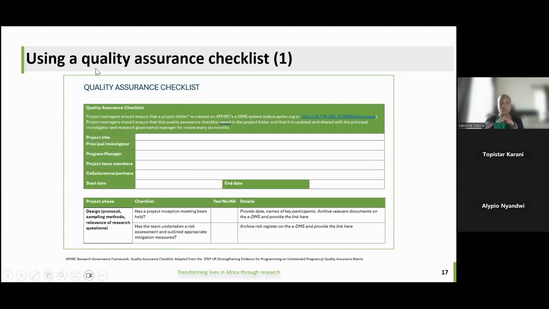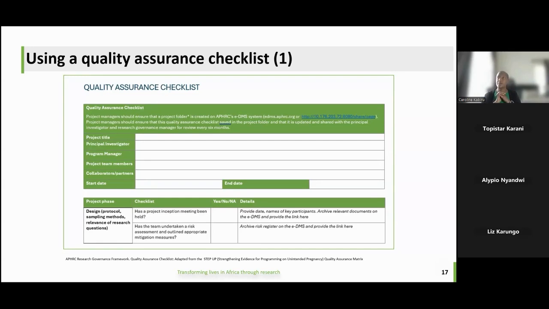So this is what we call a quality assurance checklist, and it was actually developed under a project that was implemented by Population Council and APHRC, looking at, it was around unintended pregnancy and sexual and reproductive health. And this was a helpful tool for a project team to keep track of, have you undertaken all the steps that are needed? Are you documenting the things in the right place?